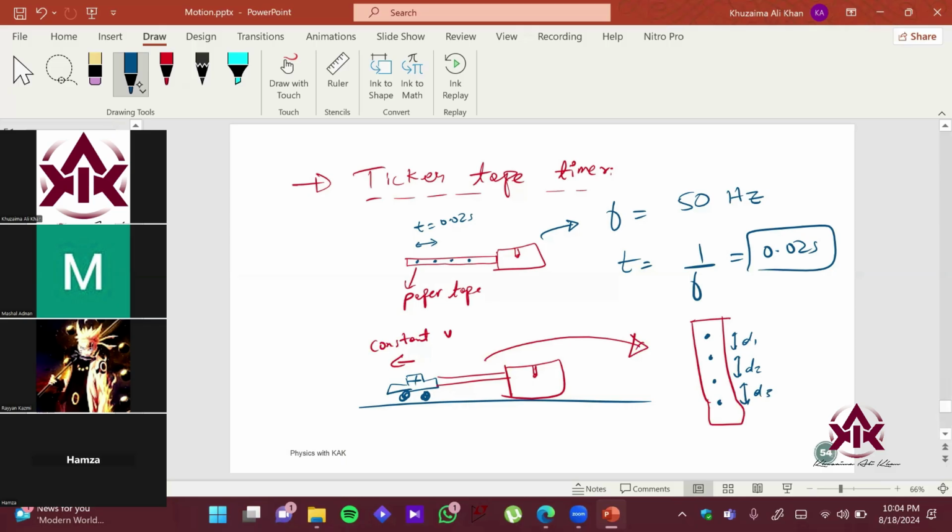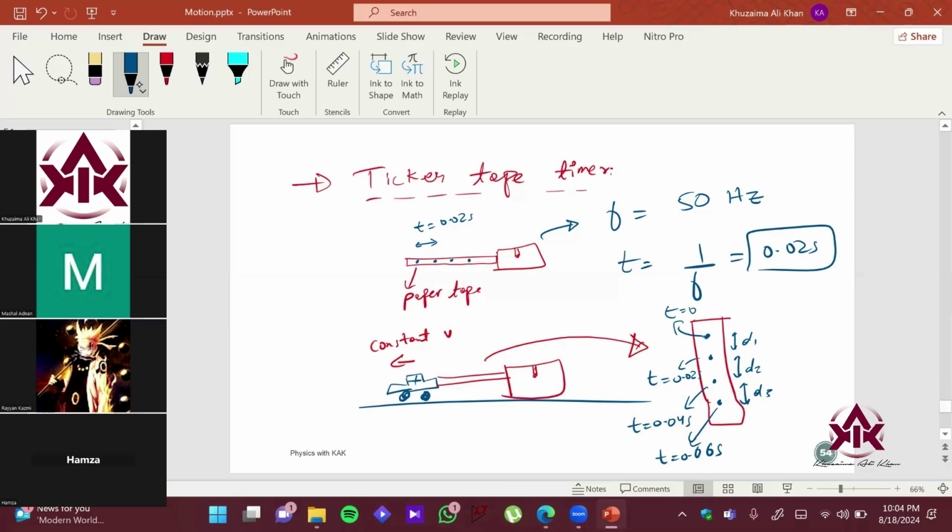Okay? So let's imagine this is t equal to 0. At t equals 0.02, it will mark another dot. At t equals 0.04 seconds, it will mark another dot. At t equals 0.06 seconds, it will mark another dot. So the difference between marking every dot is 0.02 seconds, right? That is a ticker tape timer.